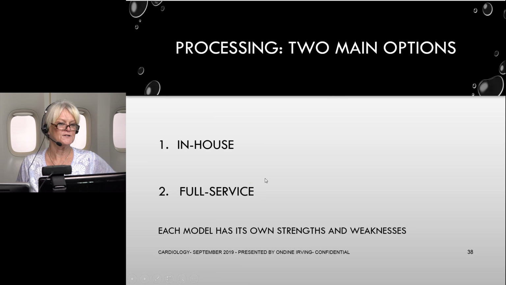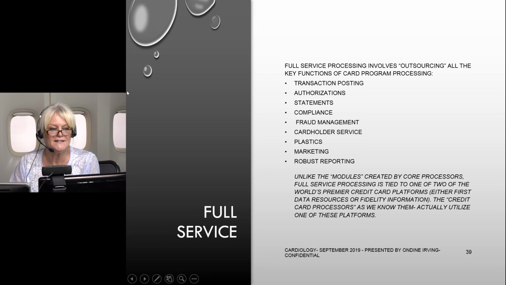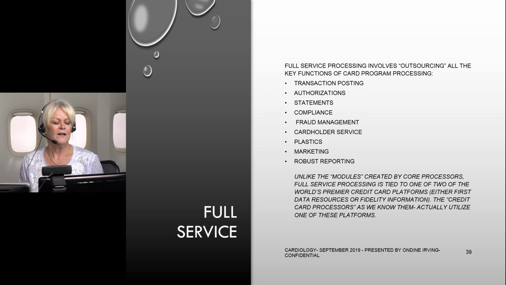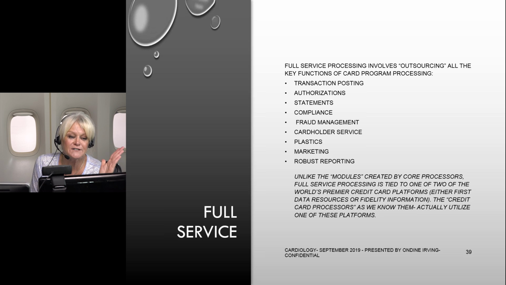Okay, processing options. We went through this earlier, and I won't spend too much time on this unless people have a specific question. But you're either in-house or you're full service, and each model has its own strengths and weaknesses. And I just want to highlight some of them. If you're full service, basically that would be a PSCU, a WorldPay, FIS, co-op full service, which is the old TMG, and Fiserv. And they do everything for you: transactions, authorizations, statements, postage, compliance, fraud management, cardholder service, plastics, marketing, and they have very, very, very good reporting.